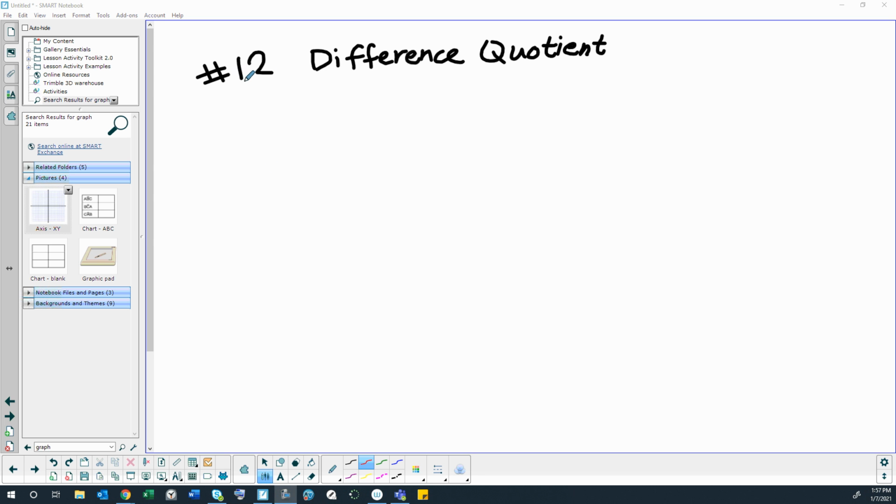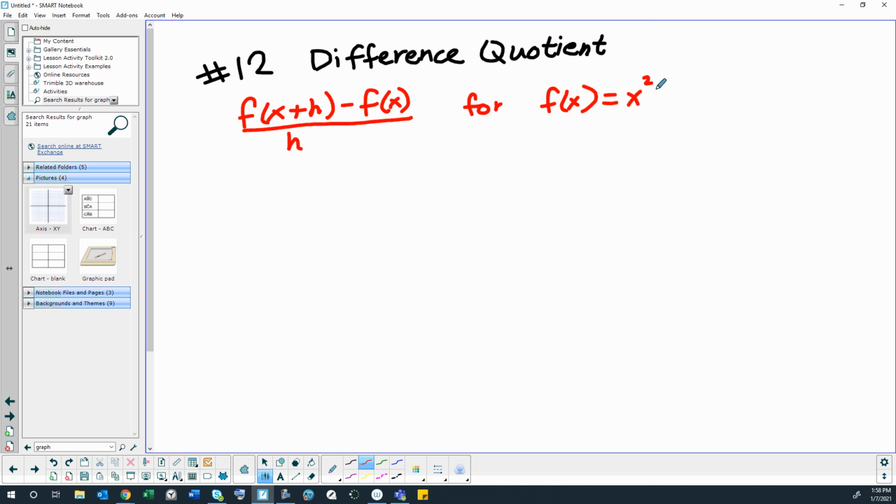Question 12 on the fall 2017 final exam is finding a difference quotient. They give us the formula f of x plus h minus f of x all divided by h. So we're going to find the difference quotient for the function f of x equals x squared minus 12x plus 2. Okay, so let's go ahead and plug it in.